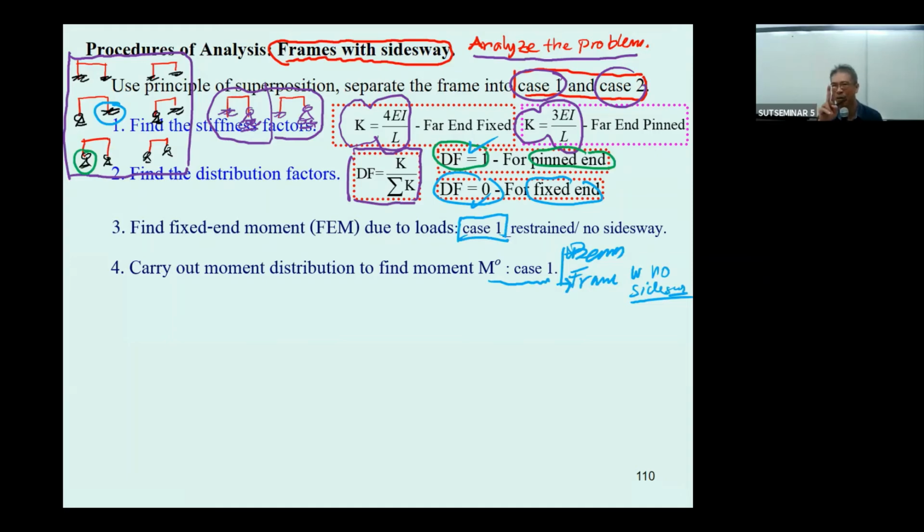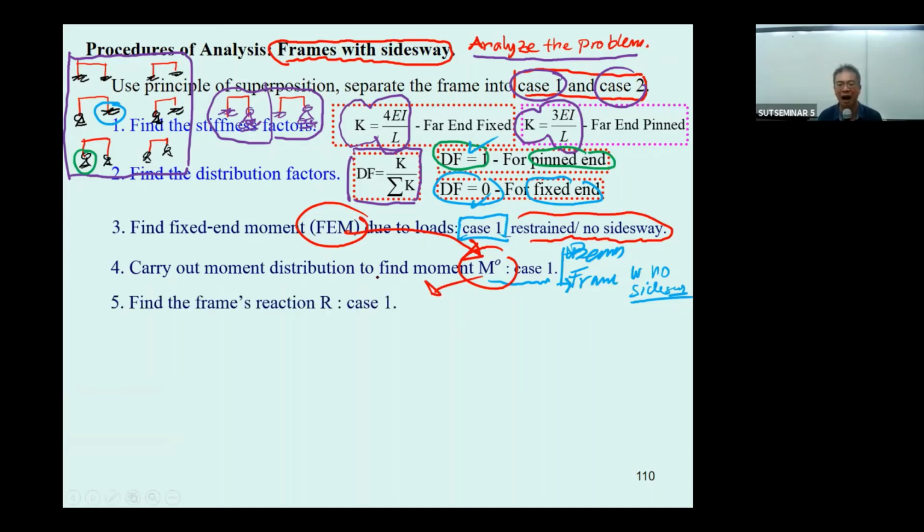Okay, there are two problems. One is a beam, another one is a frame with sidesway. And then you do what? From the fixed end, you extend it, give it no sidesway, fixed end, and you determine M sub O. And then for sure, you will determine the reaction R that is used to prevent the sidesway. And then you finish it.